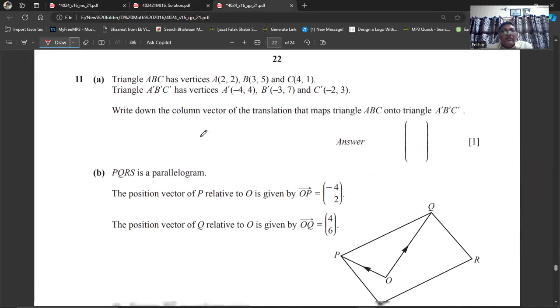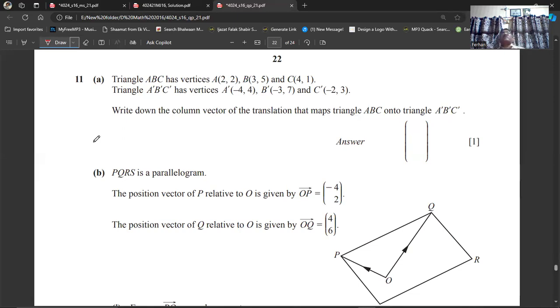Now we are going to question number 11. He says, in part A, triangle ABC has the vertices A with coordinates (2, 2), B with coordinates (3, 5), and C with coordinates (4, 1). And the triangle A'B'C' has the vertices A' is (-4, 4), B' is (-3, 7), and C' is (-2, 3). Write down the column vector of the translation that maps triangle ABC onto triangle A'B'C'.